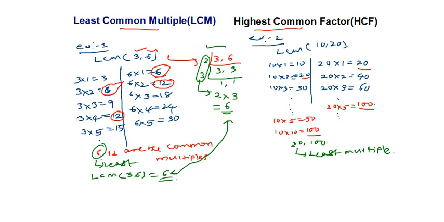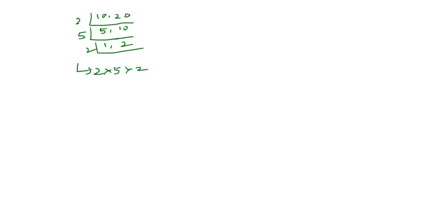Now we will understand this in the normal method. What is the LCM of 10 comma 20? 2 1s are 2, 2 5s are 10, then 5 1s are 5, 2 1s are 2. So here we will multiply this 2 into 5 into 2. What is the answer? 20. We got it, both the answers are the same now.